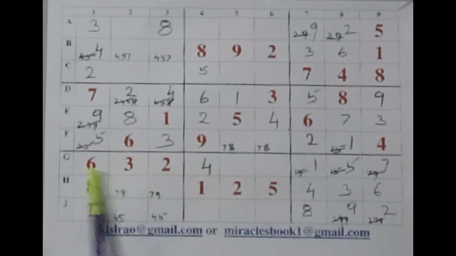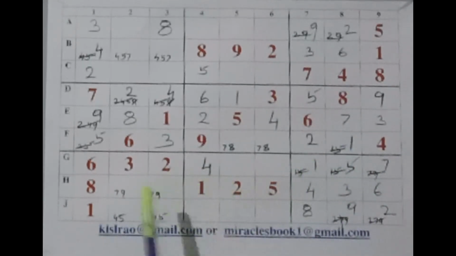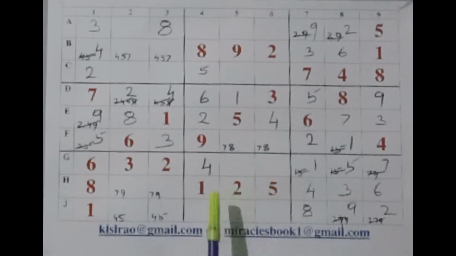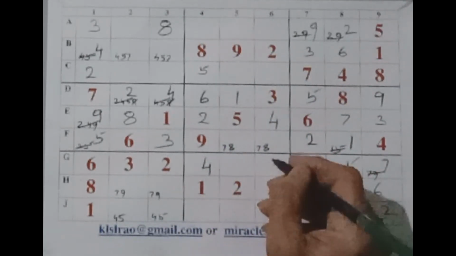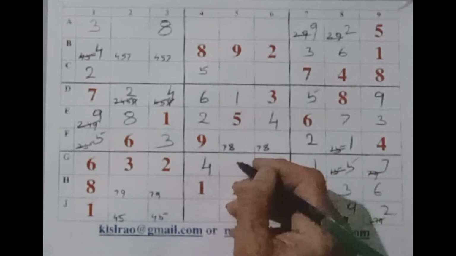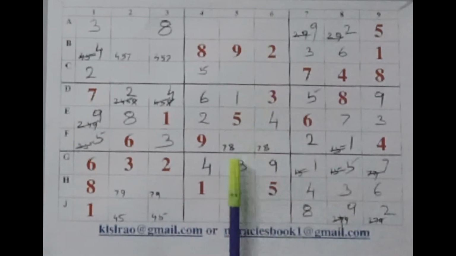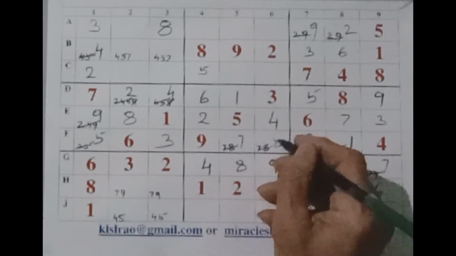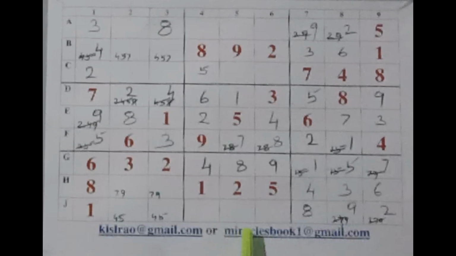Okay, now what about these two cells in row G? Can we do something? We require 8 and 9. We have that 9 there. So let us write our 9 here and 8 here. This 8 will immediately disband that pair. You get a 7 and 8 here. Very good. Okay. Now what about these three cells?